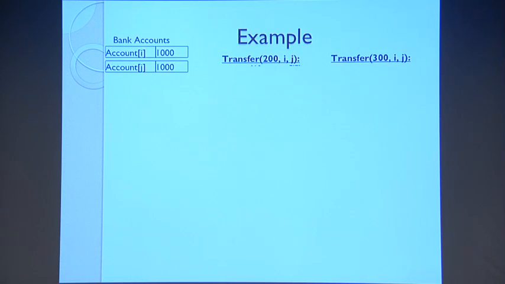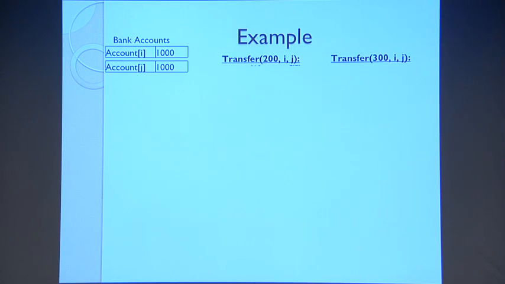So why is this code a problem when we've got multiple threads? Let's take, for example, these two bank accounts, account I and account J. Each one of them has $1,000 at the beginning. We'll issue two concurrent operations. One is a transfer of $200 from account I to account J, and the other is a transfer of $300 from account I to account J.